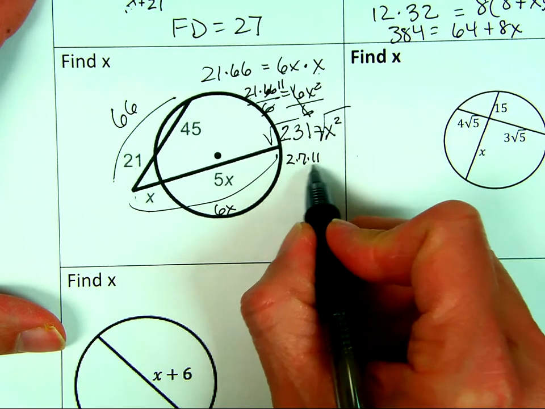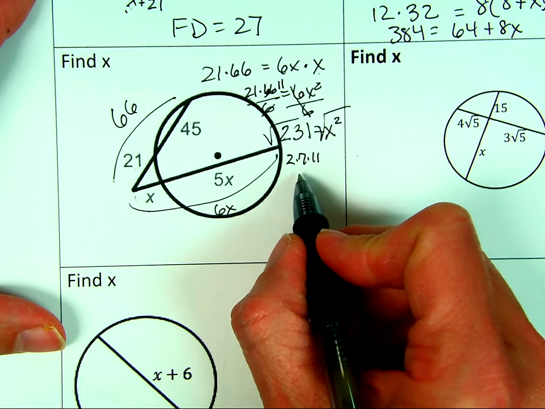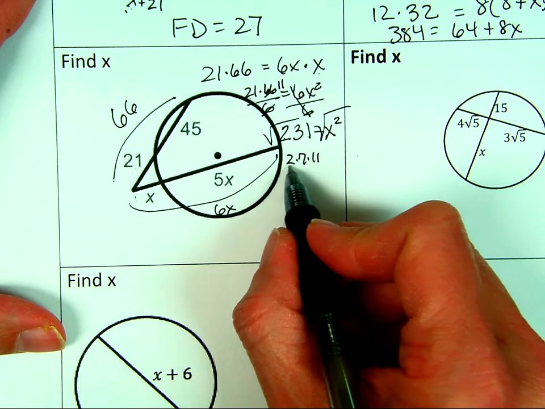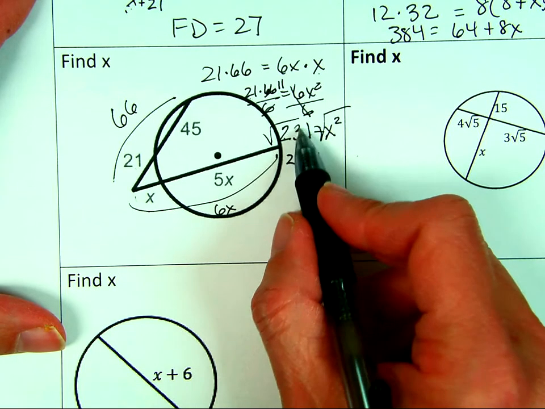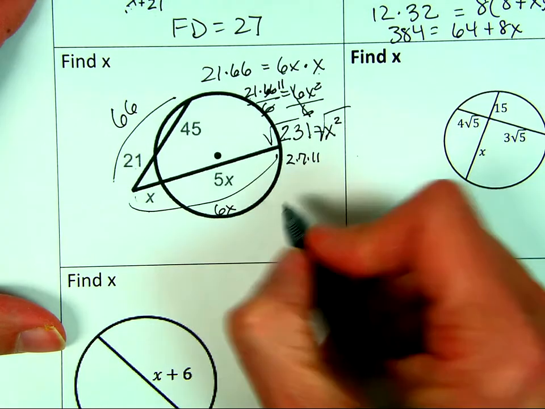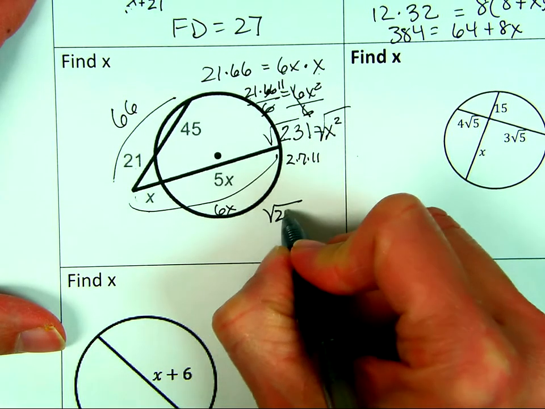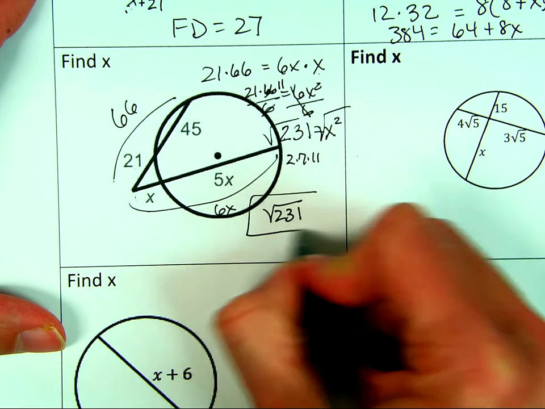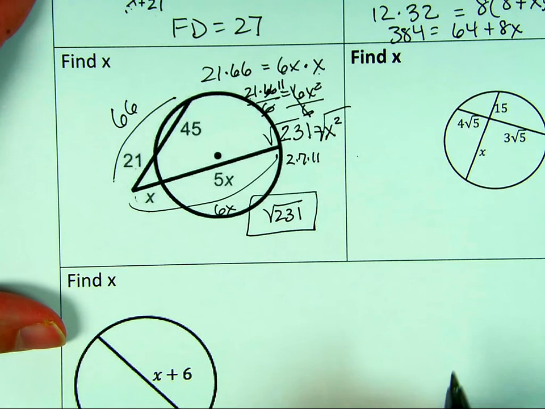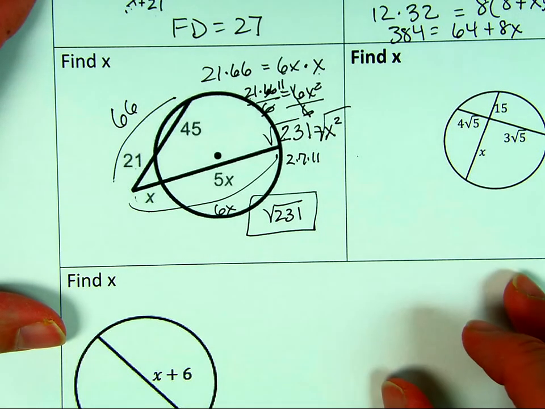So I don't see any two factors that are the same. So I know that I can't simplify this square root anymore. So the answer is just the square root of 231. And that's the exact answer, which unless it says to round, we're always going to do the exact answers.